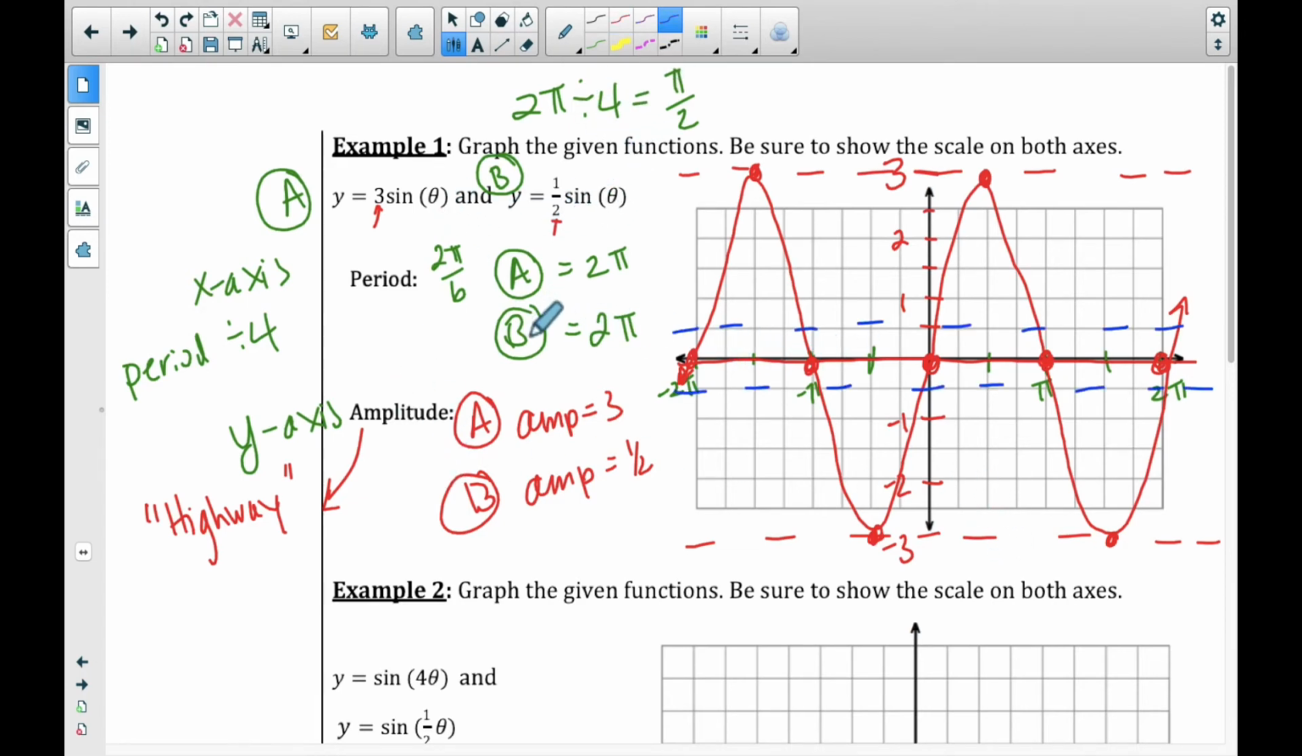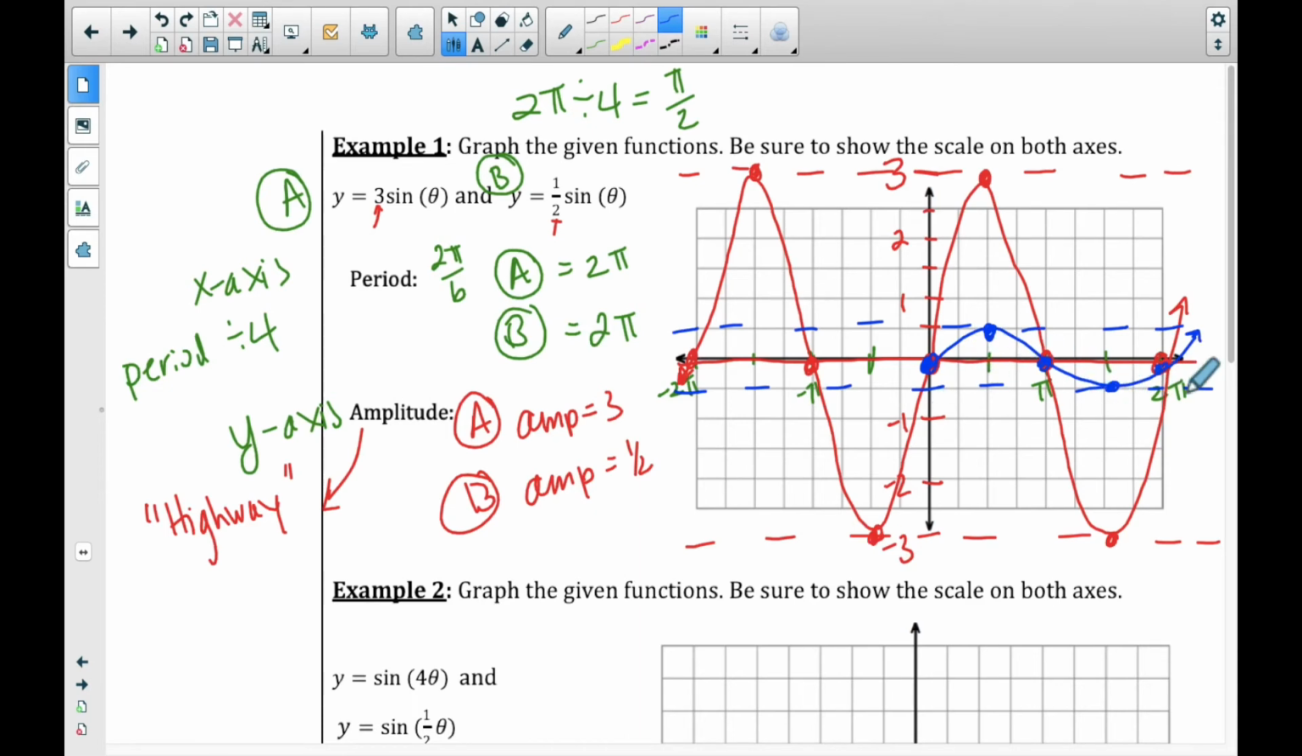Okay, since the amplitude is 1/2, I'm going to put my highway lines there at 1/2. That's where I need to stay. My center line is still here at y equals 0. And I still start at 0, 0, just like I almost always do with a sine. I'm going to go up 1/2 and over π over 2. Down 1/2, π over 2. Down 1/2, π over 2. Up 1/2, π over 2.